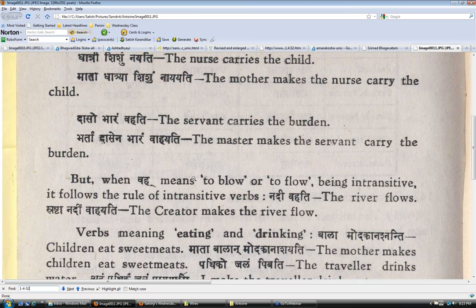So vah means to blow or to flow. So then it says nadi vahati. Srashta means Brahmaji. Srashta nadim vahayati. Nadim vahayati.